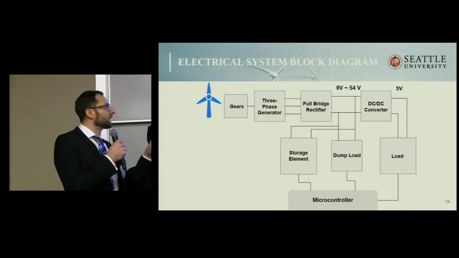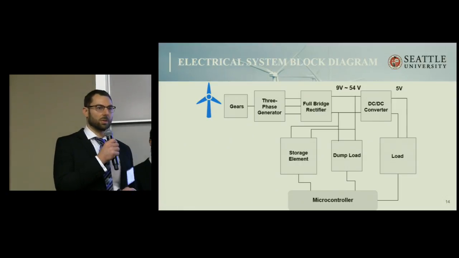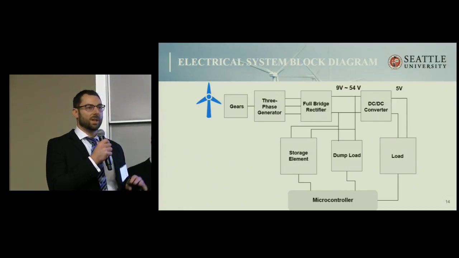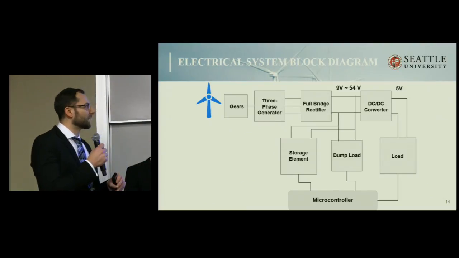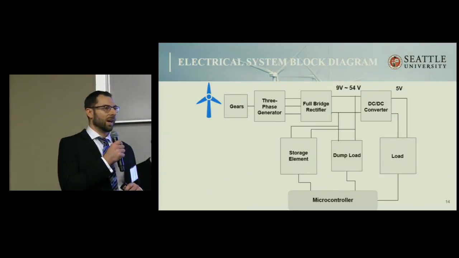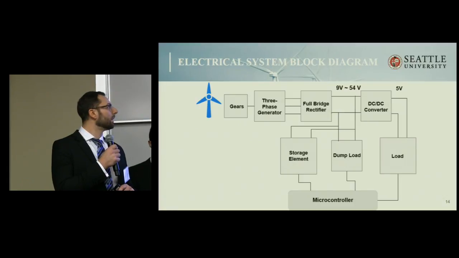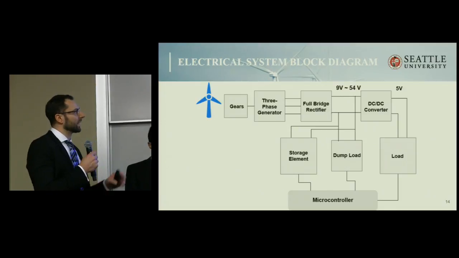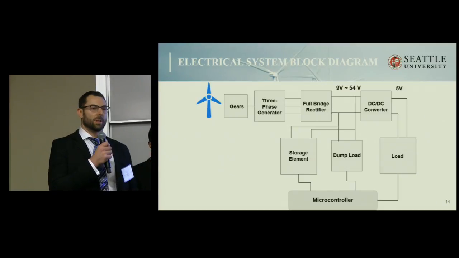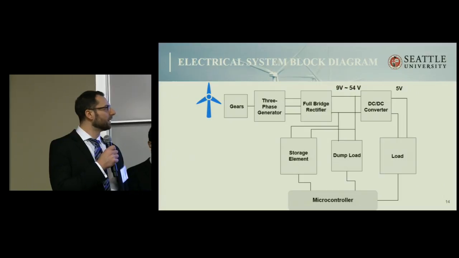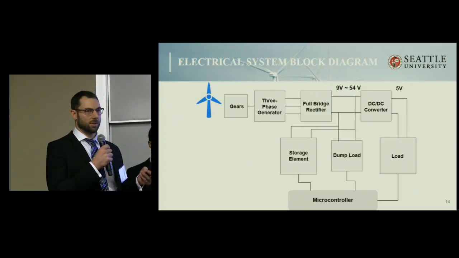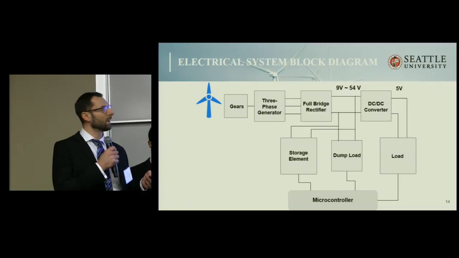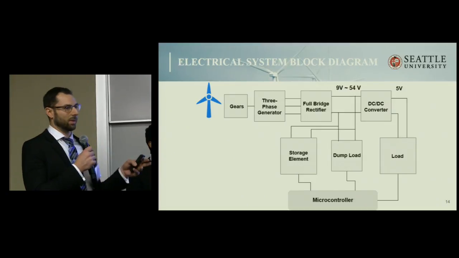Diving into the actual electrical system, in order to match the rotor speed to the generator speed, we implemented a gear reduction ratio of 5.5 to 1. Then we have our 3-phase generator, and we take that AC current through a full bridge rectifier into DC, and then that DC goes into a DC-DC converter, which outputs a constant 5 volts to the load.